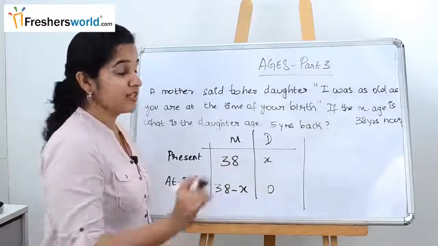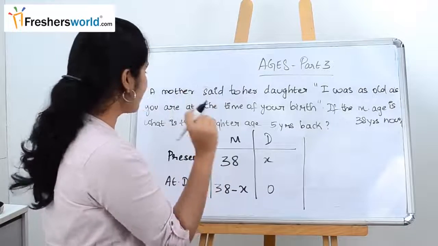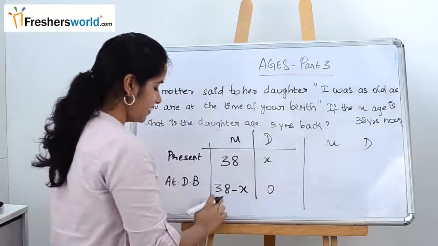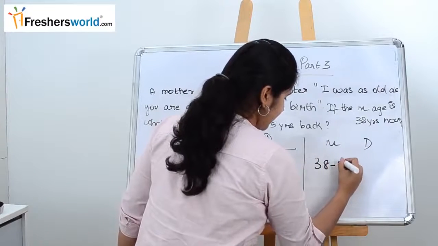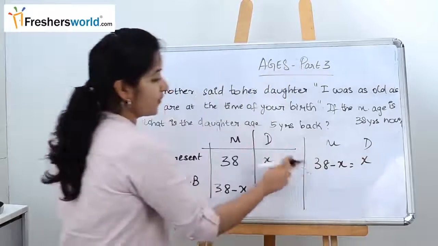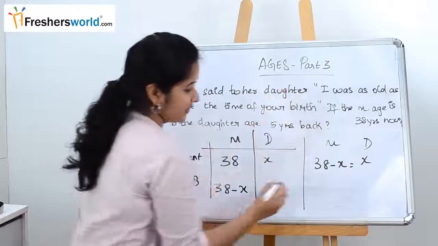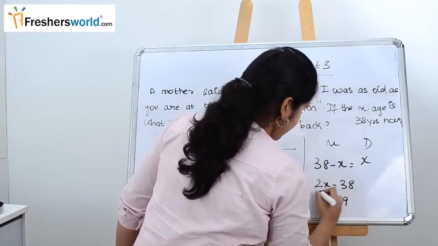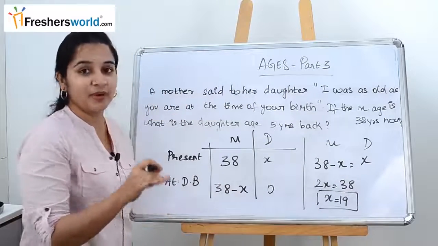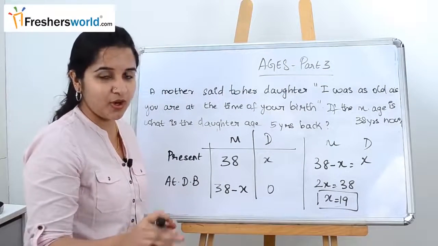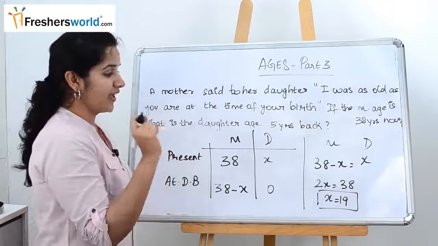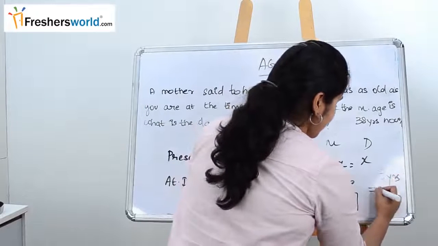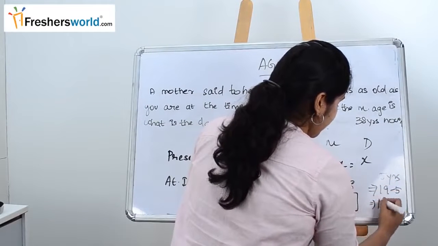So, leave that. Let's go back to the question and read it again. I was as old as you are at the time of your birth. So, mother, daughter, we have to form an equation to find the answer. Mother will be 38 minus x, which is equal to x. This is the equation that we are forming from this sentence. Take x together, 2x becomes 38 and x is equal to 19. So the current age of the daughter is nothing but 19. Are they asking you the current age of the daughter? No. They are asking you what is the daughter's age 5 years back. Currently she is 19, so 5 years back is 19 minus 5, which is 14 years.